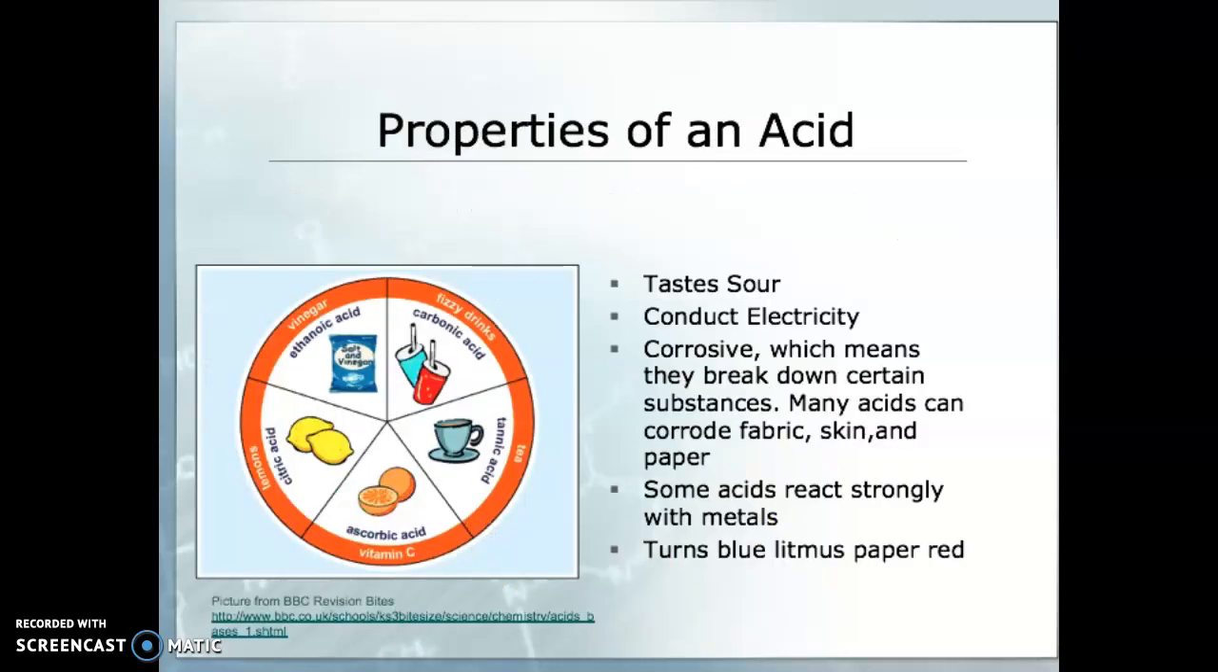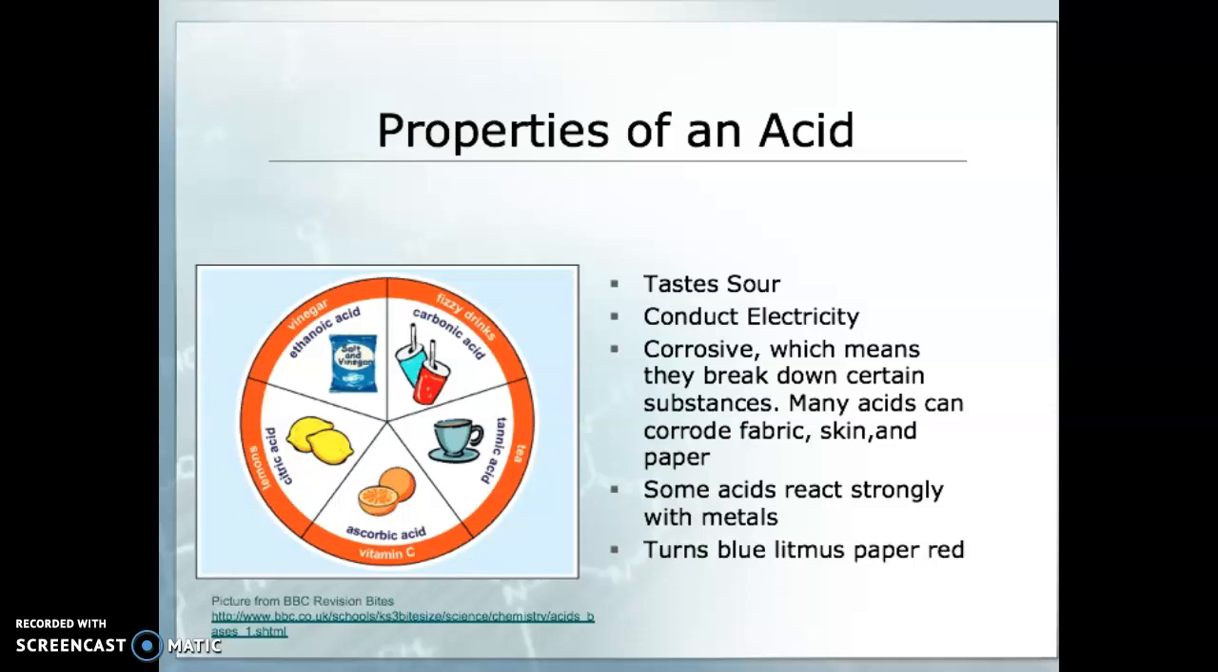How do you determine that it's an acid? By its taste, it can be sour. It can conduct electricity. It can be corrosive, so it can break substances down. Like if it gets on your skin, it'll break your skin down, or if it gets on your t-shirt, then you'll have a hole in your t-shirt. Some acids react really strongly with metal, and it will turn blue litmus paper red.